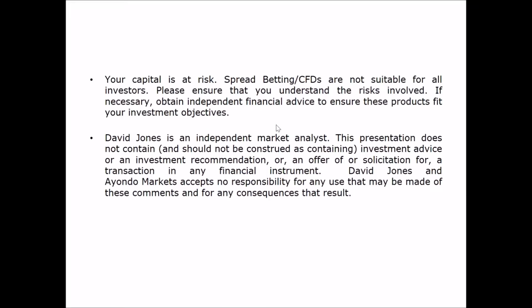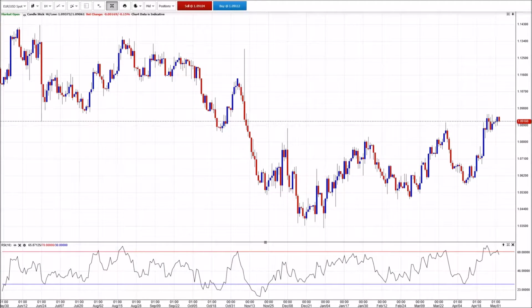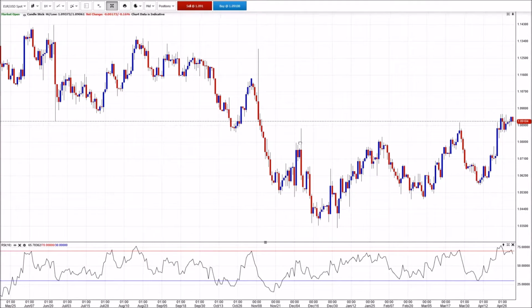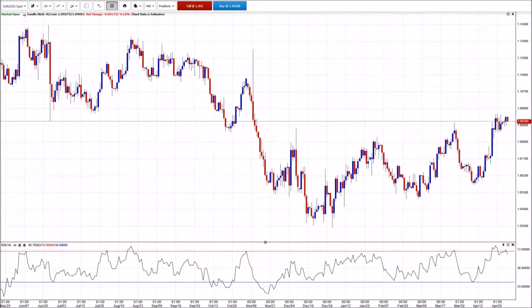So we're going to start off with this one here. What you've got on your screens there is euro against the dollar. We're using Aondo's Trade Hub trading platform. What's interesting here, we had those big moves last week on Monday, or Sunday night, Monday morning, after the French presidential election.